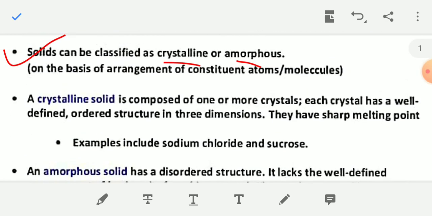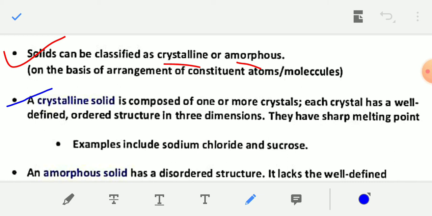So see, a crystalline solid is composed of one or more crystals. Each crystal has a well defined ordered structure in three dimensions, and they have sharp melting point. Examples of crystalline solid: sodium chloride, sucrose. Ice also is an example of crystalline solid.